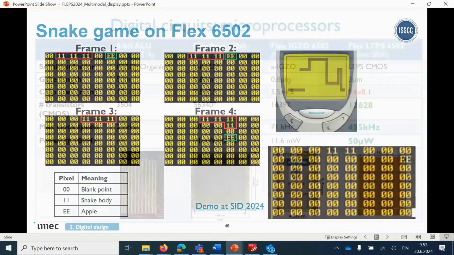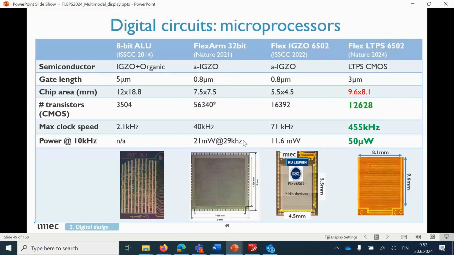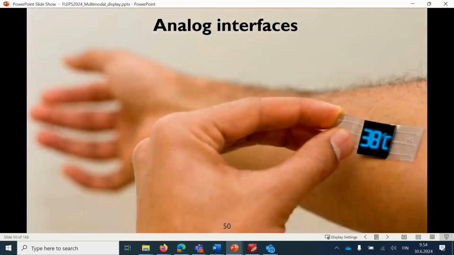And here is actually again a table of the 3 latest microprocessors, also from ARM. They had presented a 32-bit ARM processor using an IGZO node, a Pragmatic IGZO node. And also on the left side, you see actually the first one that was presented in 2014 using IGZO and organic to have a complementary technology. And with this, I will go to the analog interfaces. There are 2 parts here. First is the, let's say, the sensory part, and then is the analog to digital conversion.